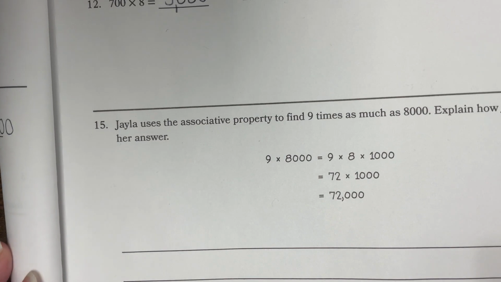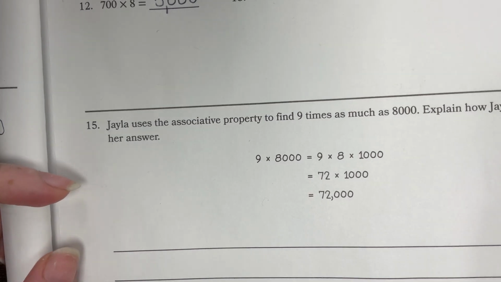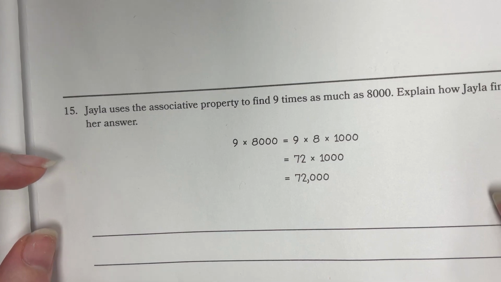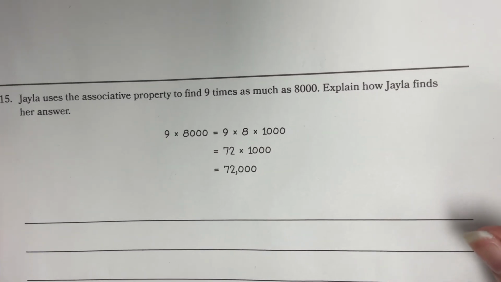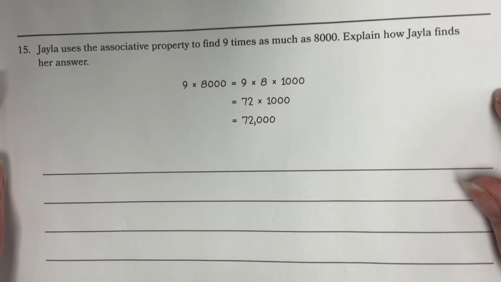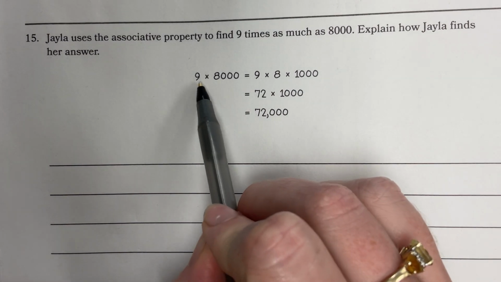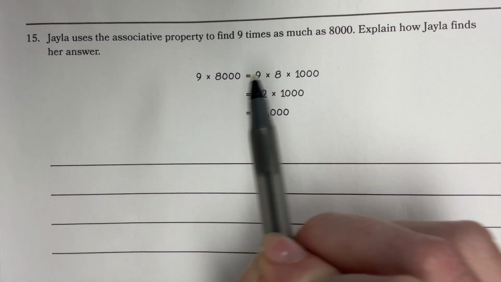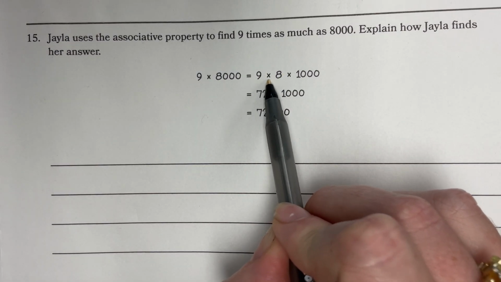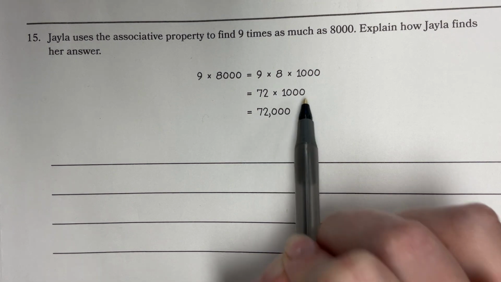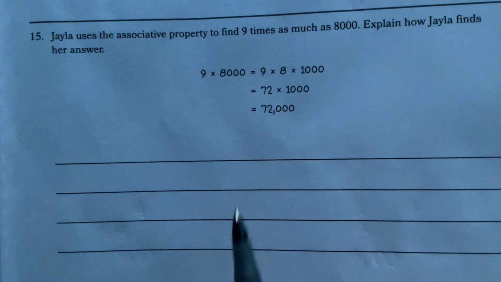Problem 15 says Jayla uses the associative property to find 9 times as much as 8,000. Explain how Jayla finds her answer. Let's look at her work. So she has 9 times 8,000 is the same as 9 times 8 times 1,000. Then she gets 72 times 1,000, and that is 72,000.